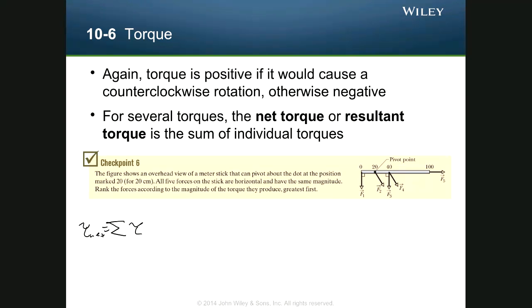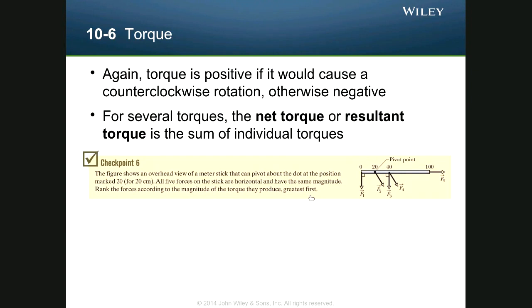So let's look at our checkpoint. The figure overhead shows a meter stick that can pivot about the dot. You'll notice there's only one dot. It's right here. There are 5 forces acting on the stick. All 5 forces on the stick are horizontal and have the same magnitude. Rank the forces according to the magnitude of the torque they produce, greatest first.